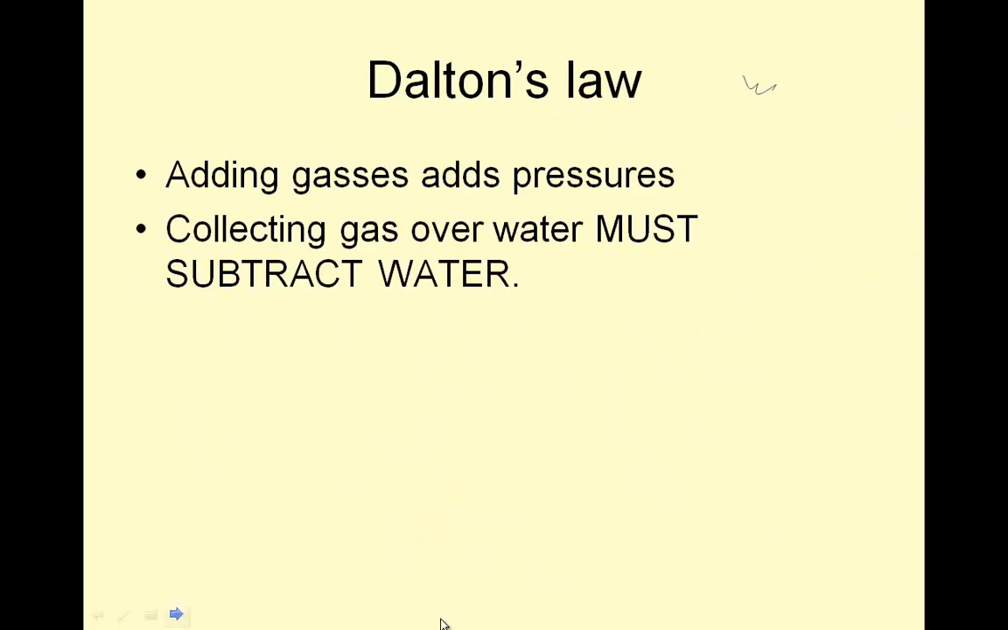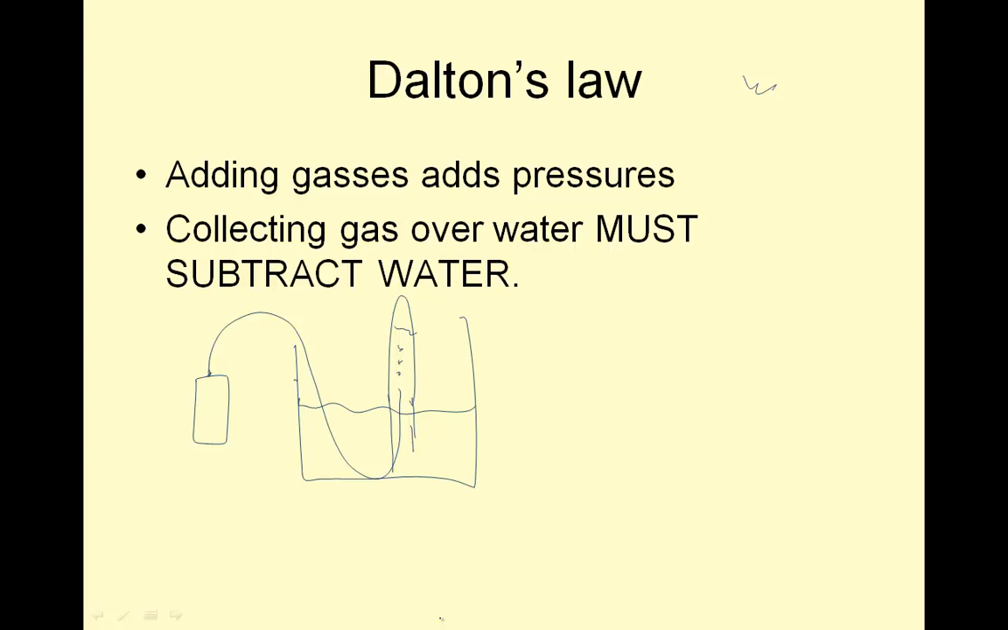Dalton's law. Adding gases adds pressure. Collecting gas over water must subtract water. So one way that we collect gases, or we do a reaction, we have a little tube that will then go into a bucket of water and into a test tube. And we will end up with a thing of water in this bubble. We'll push this guy down.